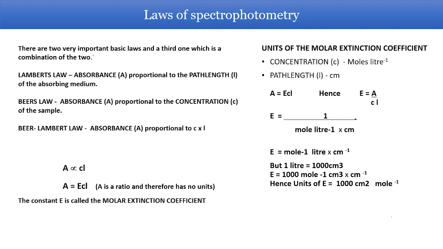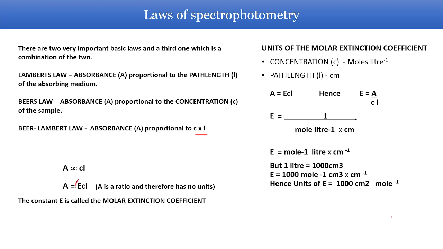Lambert's law speaks about absorbance being proportional to the path length of the absorbing medium. So absorbance is proportional to L. Whereas Beer's law tells absorbance is proportional to the concentration. So A is proportional to L and here A is proportional to C. If we combine the two, absorbance is proportional to C and L. Since it is proportional, we need a proportionality constant. A is absorbance, C is concentration, L is path length.